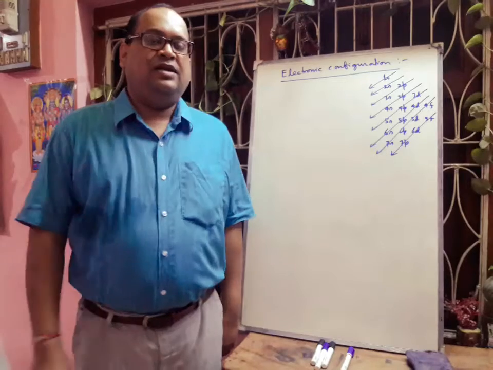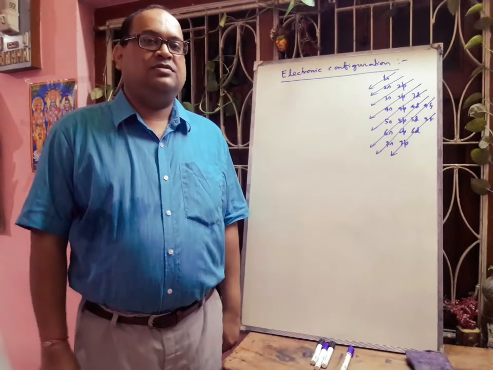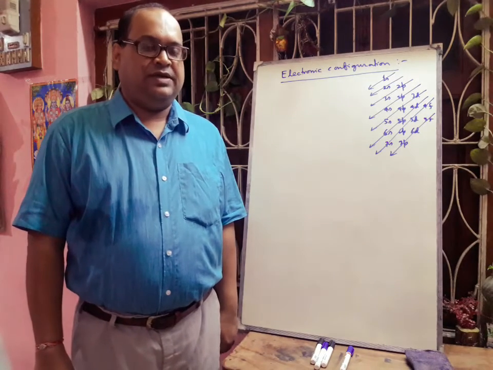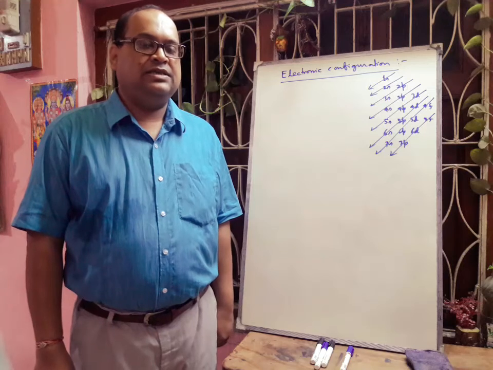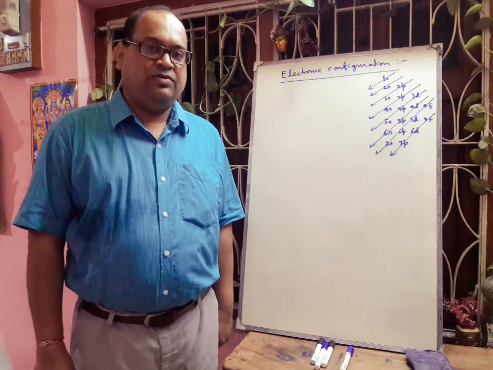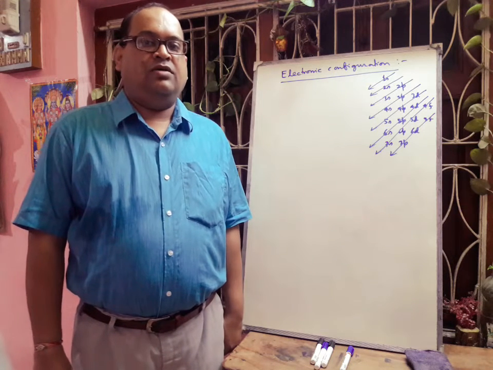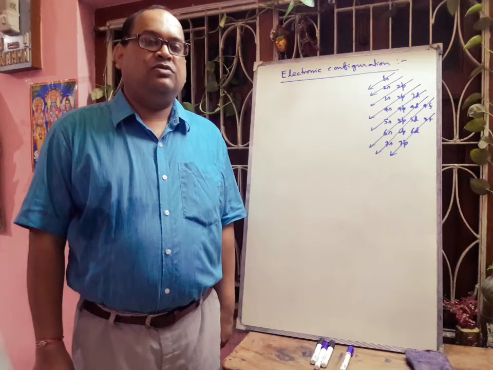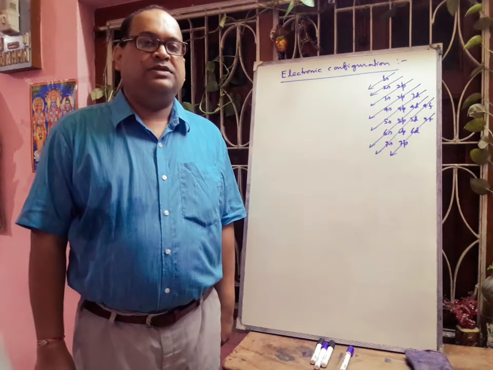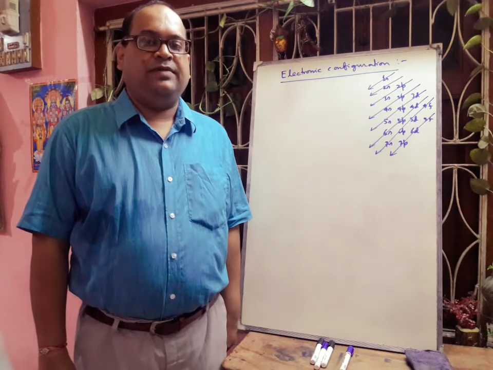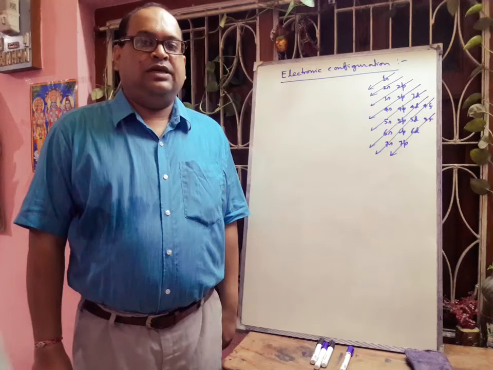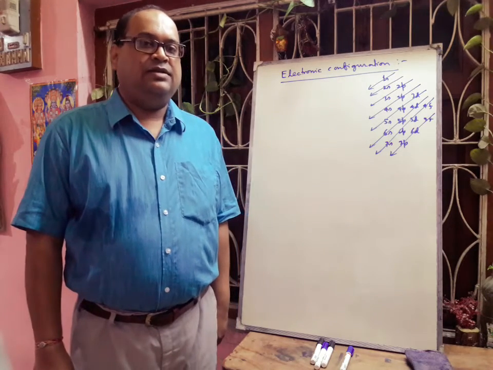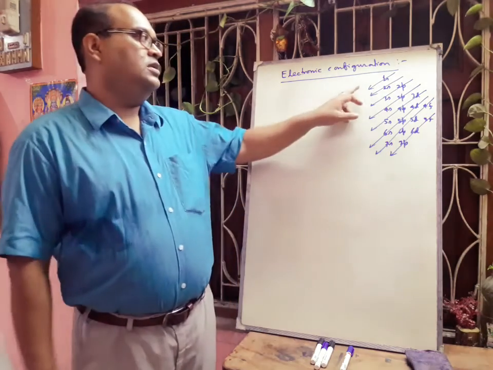Today I will discuss the last portion of the chapter Structure of Atom, that is the electronic configuration. Previous day also I have discussed the different types of rules. Now based upon the rules, that is Hund's rule, Aufbau principle, Pauli exclusion principle, the sequence of energy levels and the electronic configuration of elements will follow this order.